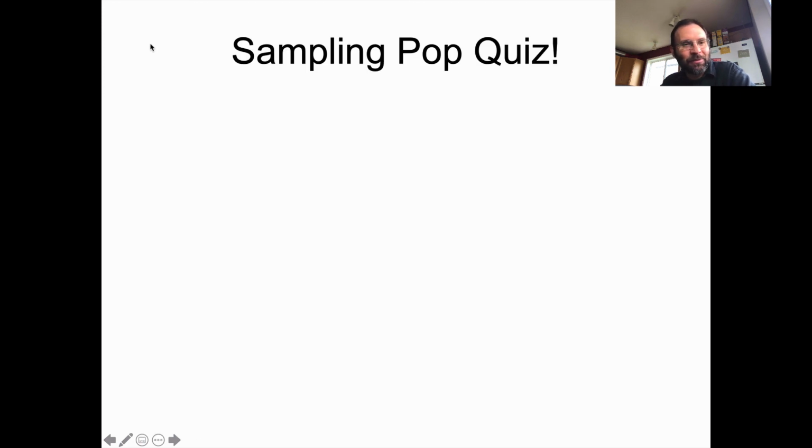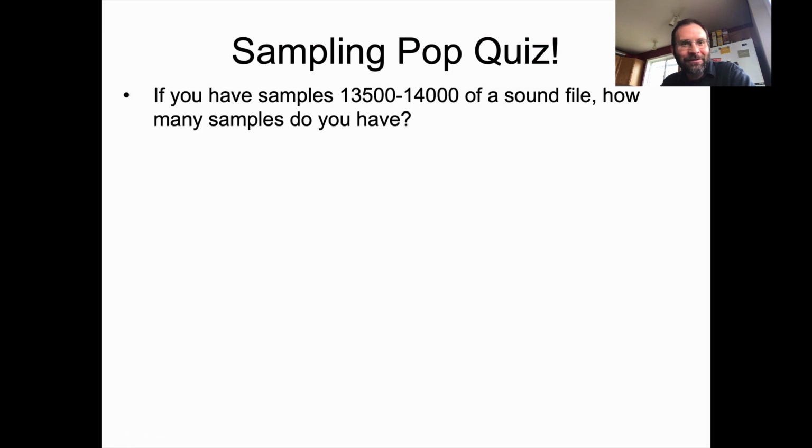Since I did this morning, I'm thinking about this just to make sure we're on the same page mathematically. If you have samples 13,500 to 14,000 of a sound file, how many samples do you have, class? This might jog your mind a little. Because I'm including both ends, it looks like it's 500. It's actually 501. If it helps, you can bump up both of these numbers by one, and then you go 13,501 to 14,001. So that gives you 501, not 500. You get both the edges.